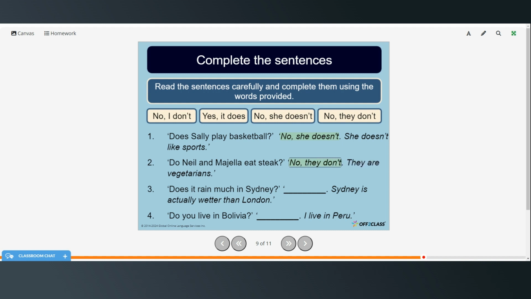Does it rain much in Sydney? And it tells us that Sydney is actually wetter than London. So the answer would be yes, it does. And then, do you live in Bolivia? This person says, I live in Peru. So it would be no, I don't.